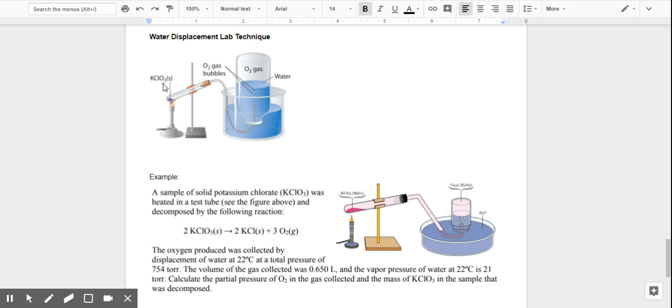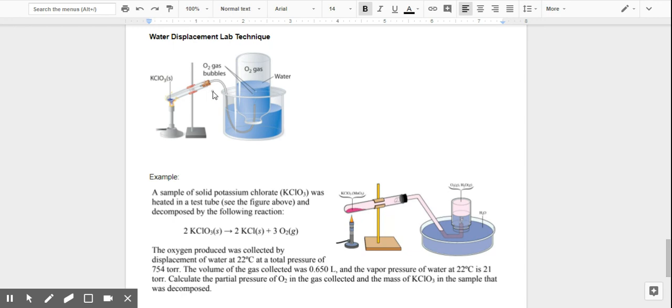In this case it's KClO3, and that's a solid, and you're heating that solid up. When you heat that solid up, it's going to produce a gas as one of the products. That gas is traveling through this tube and being collected by water displacement. Basically, at the very beginning, before you start your reaction, all of this container is filled up with water. And whenever the gas is being produced, it's going to displace that water, so we'll get a certain amount of gas that is produced there.